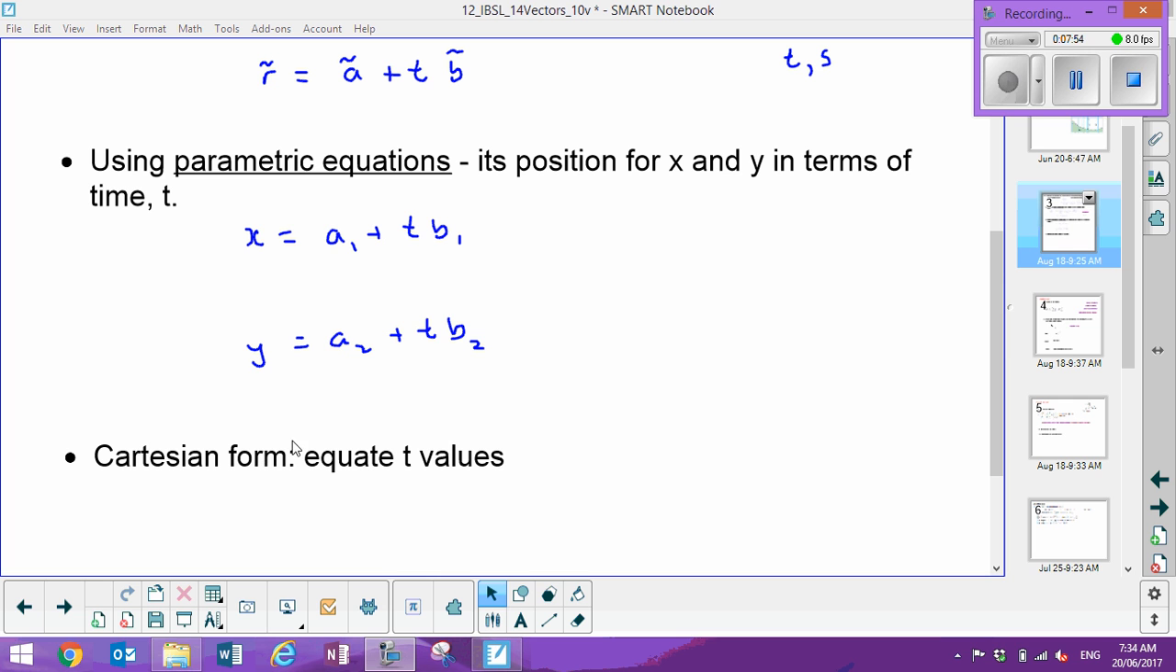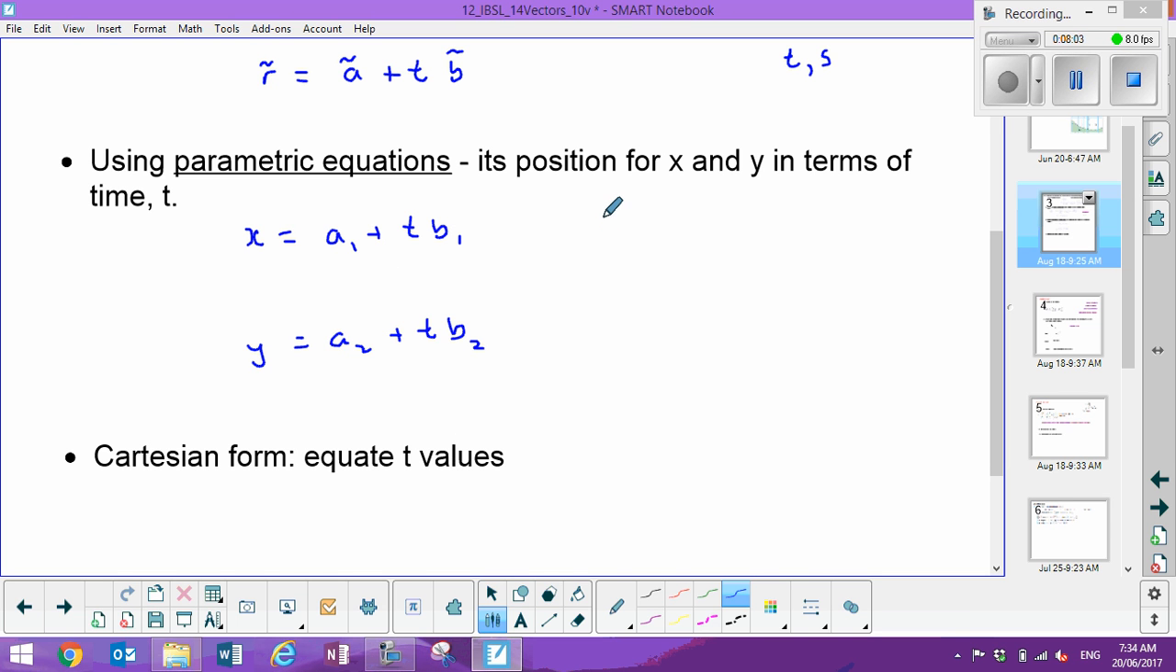We can come up with our Cartesian form of the equation by equating our T values. So here we've got our parametric form. We can make T the subject by going x minus A1 all divided by B1. And down here we can make T equal to y minus A2 divided by B2.